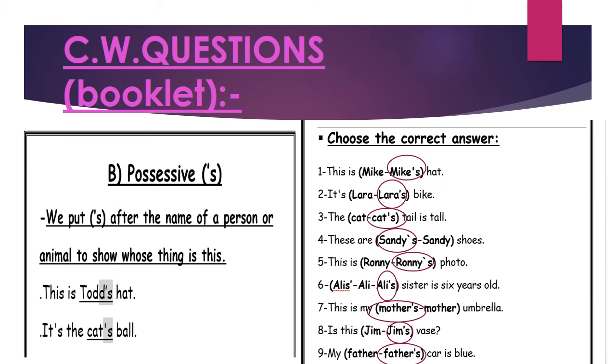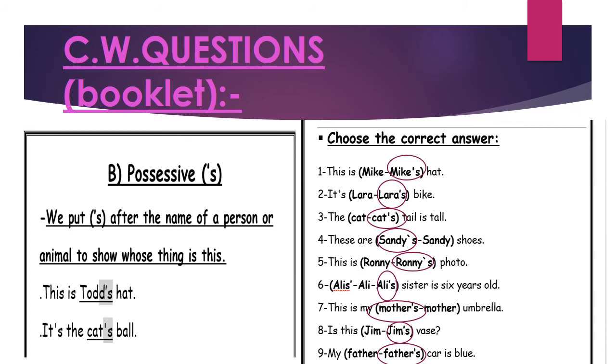Number 6. Alice's sister is 6 years old. Don't be confused. We have to choose the apostrophe first, then s, not s, then apostrophe. So the right answer will be Alice apostrophe s. The sentence will be Alice's sister is 6 years old. Number 7. This is my mother's umbrella. So the correct answer will be mother with apostrophe s.